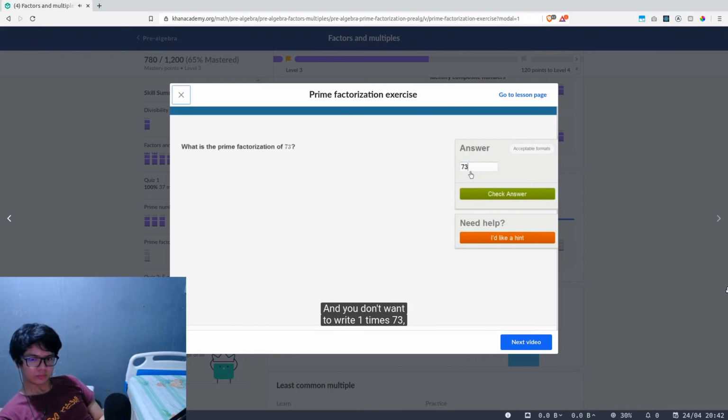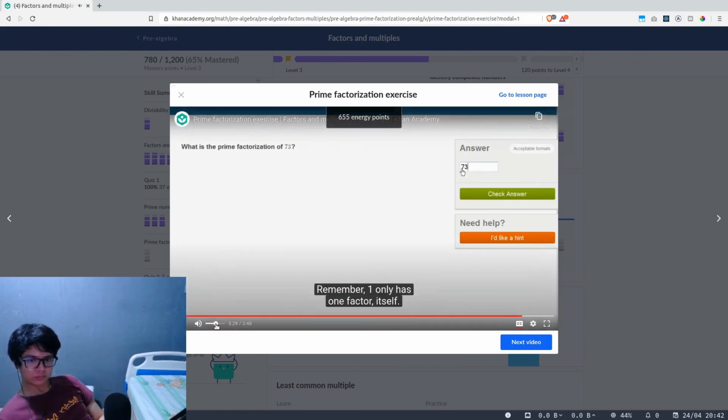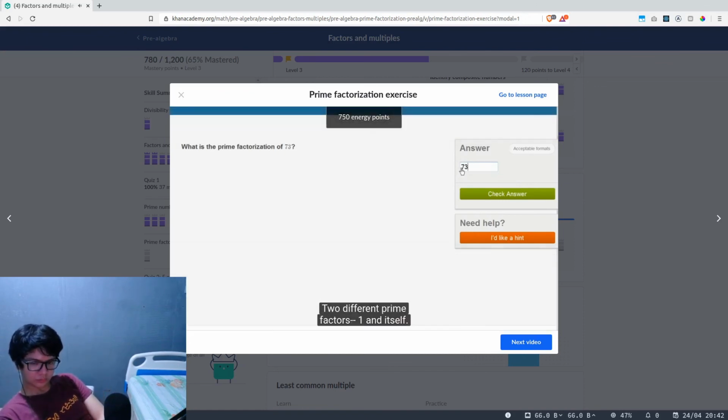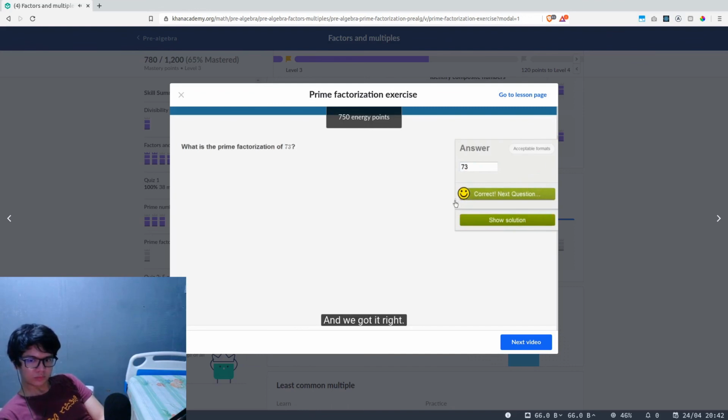And you don't want to write 1 times 73 because 1 is not a prime number. You just want to remember it only has one factor, itself. A prime number has 2 factors, 1 and itself, 2 different factors. 1 and itself is not 1. So we just want to write prime numbers here. 73 is a prime number. Let's check our answer. And we got it right.